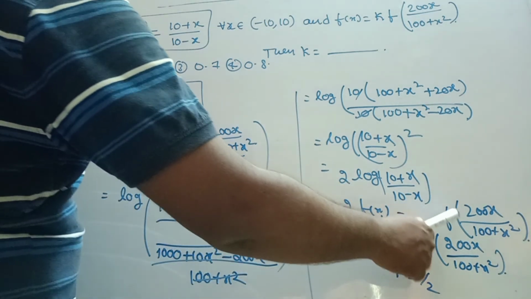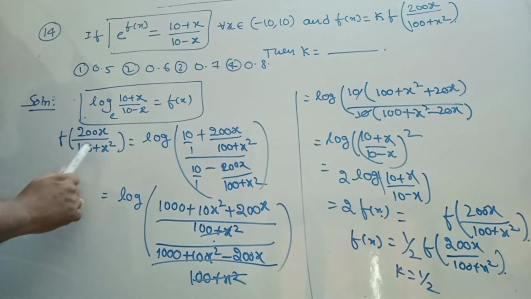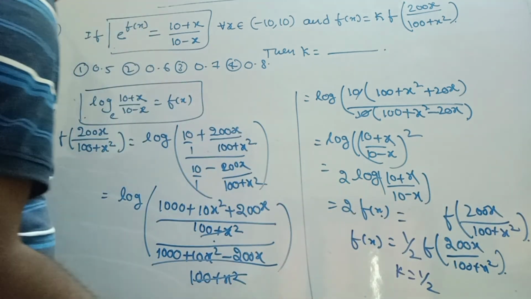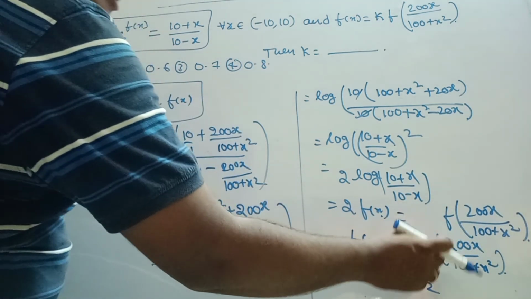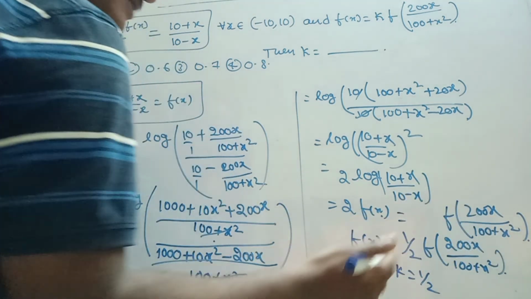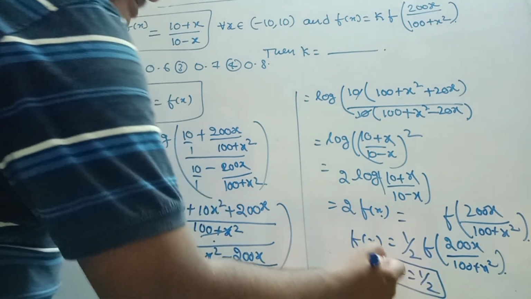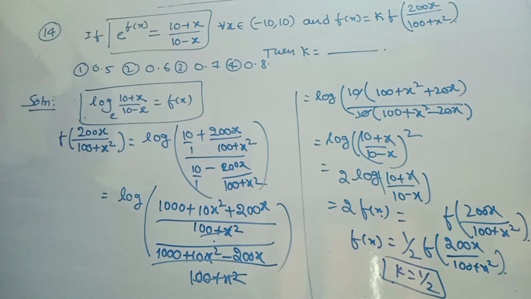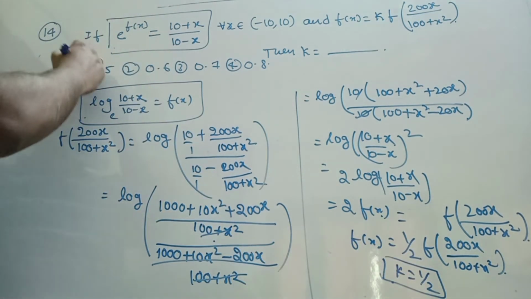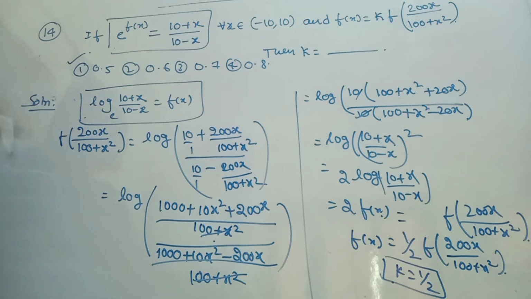And that is equal to f of 200x by 100 plus x square. So f of x is equal to 1 by 2 times f of 200x by 100 plus x square. That means k is equal to 1 by 2, which is 0.5. Therefore, for the 14th one, the first option is correct. That is the correct answer.